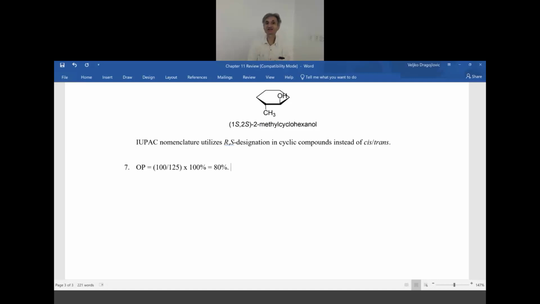Now, how much of each enantiomer do you have? That's where the minus matters. Because the optical rotation is minus, that means the minus enantiomer is present in 80% excess. That's enantiomeric excess. That's what optical purity means. That means the remaining 20% is a racemic mixture. And a racemic mixture means half is plus enantiomer, half is minus enantiomer.